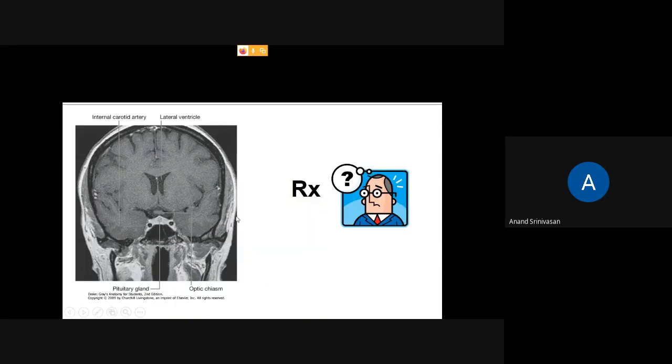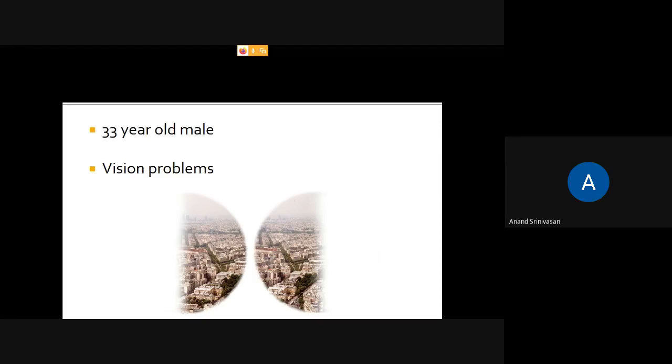So here, this is a CT scan, and this is the pituitary gland. You know above the pituitary gland there is the optic chiasma. So if the pituitary gland enlarges, it can compress the optic chiasma, and when it compresses the optic chiasma, it can lead to visual problems like this. So that's why we need to know about the relations of the pituitary gland. Any doubts?